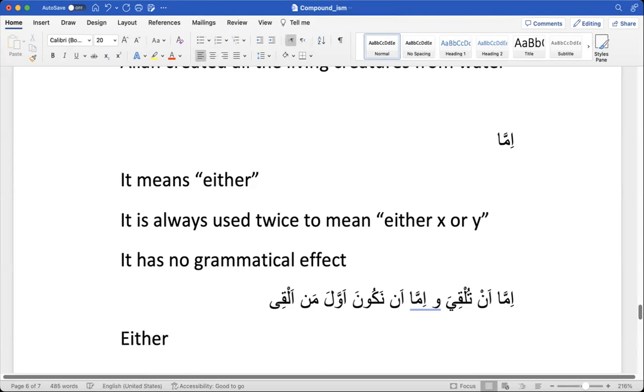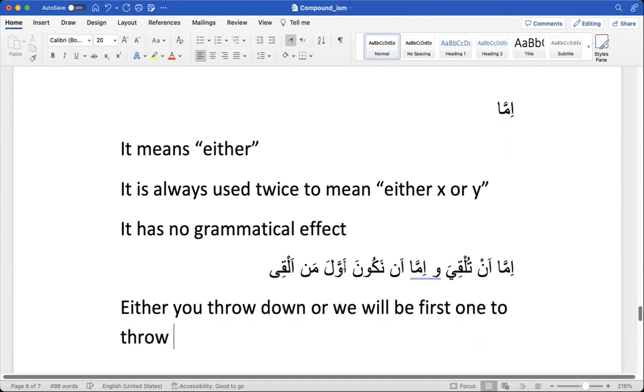Either you throw down, or we will be the ones, be the first one to throw. Or you can say we will be the first, not one. Man is understood here. Okay. So you can see the usage of imma.